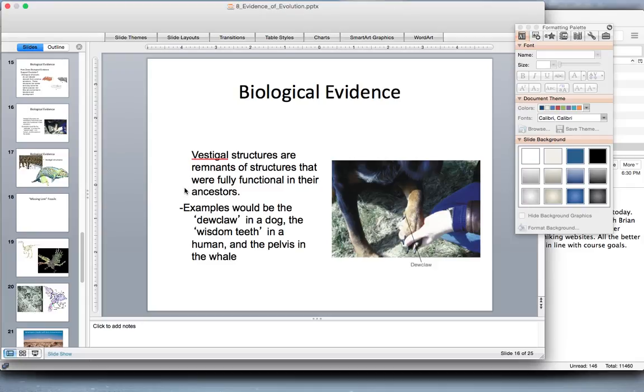And so that concludes our lecture for evidence of evolution with those couple of different examples of missing link fossils between dinosaurs and birds.